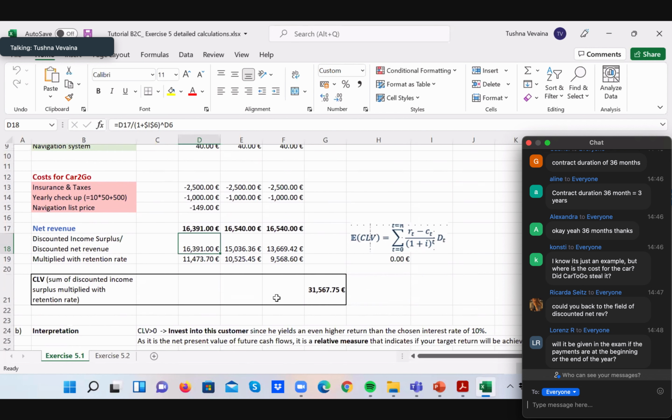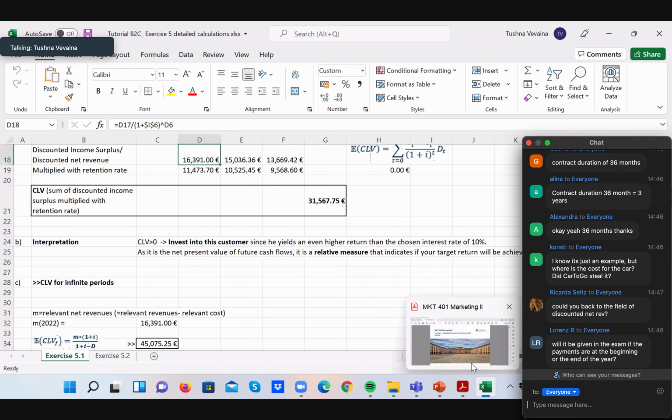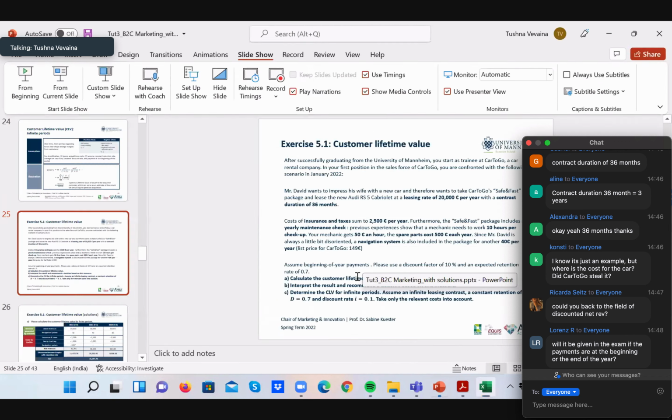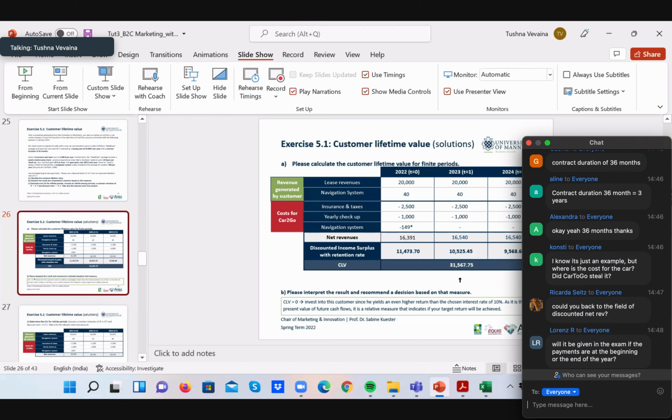So I hope everyone's understood the first part. This was your calculation of CLV. And as I mentioned, we use this formula because it's for finite periods of time. Be careful: in the next part of question 5.2, you will be using an infinite period of time. Part B says interpret the results. Now I'll just show you what you will be getting as part of the solution style. You'll be just getting this.